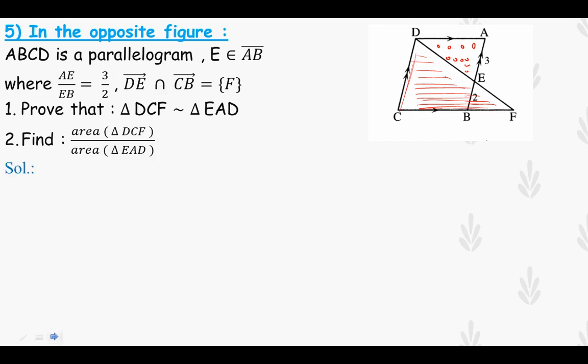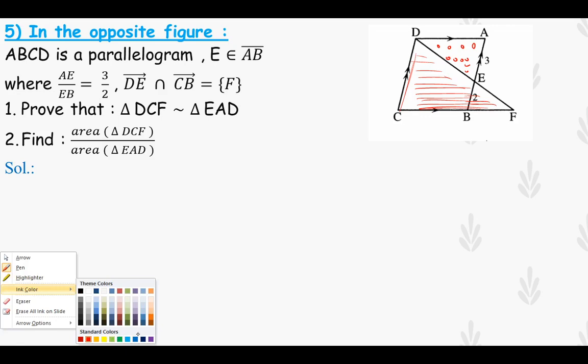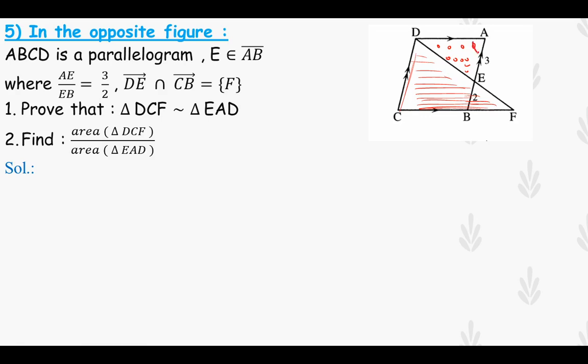Here you know that ABCD is a parallelogram, so measure of angle A equals measure of angle C. Two opposite angles in a parallelogram are equal in measure. We all know that each two opposite angles in a parallelogram are equal in measure, so measure of angle A equals measure of angle C.